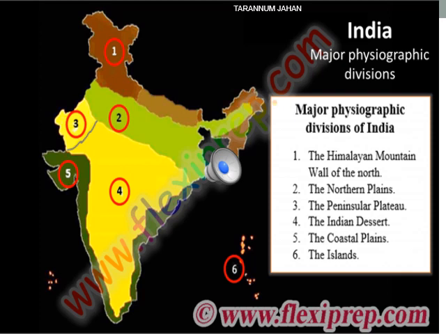Now let's see India's major physical divisions. First we have seen the geographical division. Now we are going to see the physical division. The physical divisions are the Himalayan mountains, that is the wall of the north, the northern plains, the peninsular plateaus, the Indian deserts, the coastal plains and the islands. So with that geographical area we are going to discuss this physical division of India. So let's start.